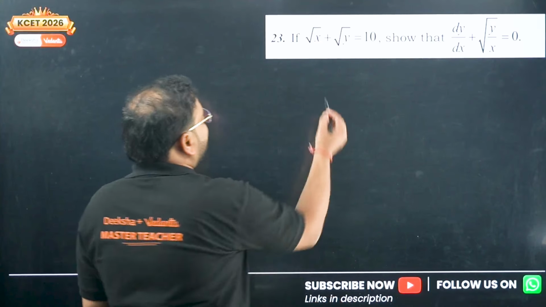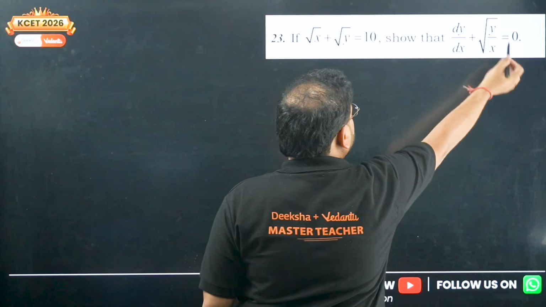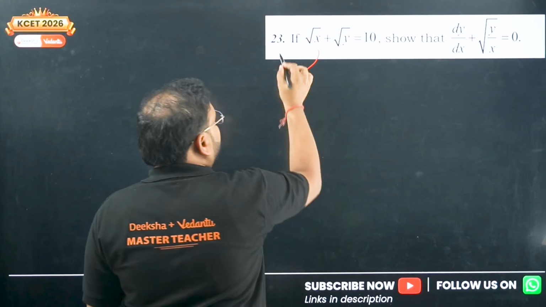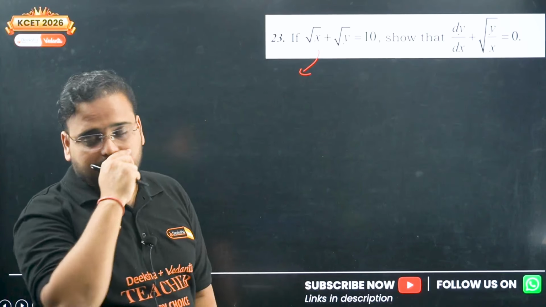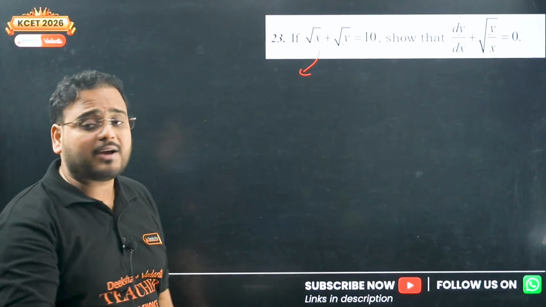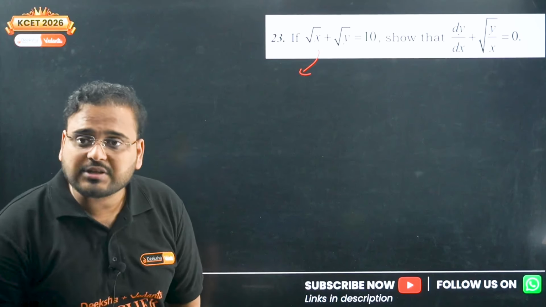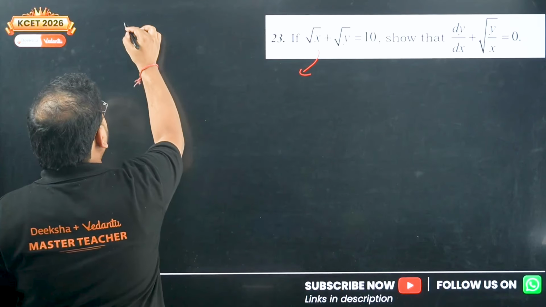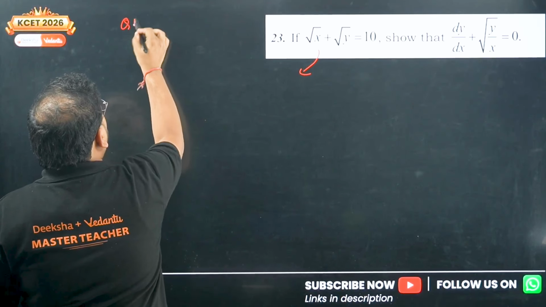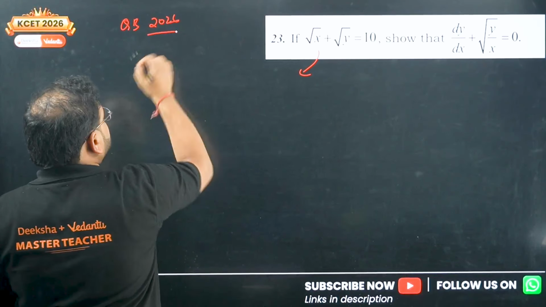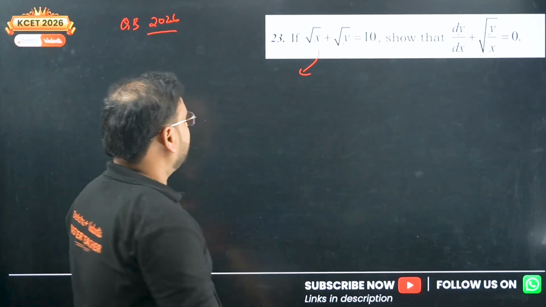2-marker question. Next, let's solve this one as well. We have a given condition. We have to prove that this is true. Differentiate it. It's again from the question bank, question number 23. Question bank of 2026 that they have released this year, last week.